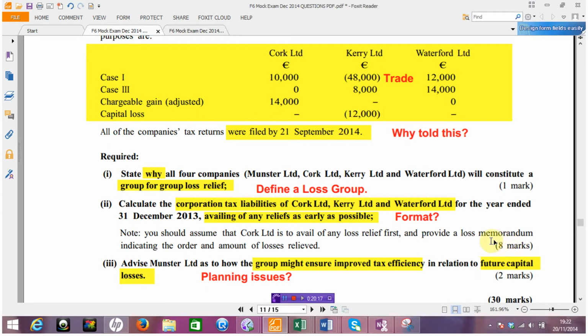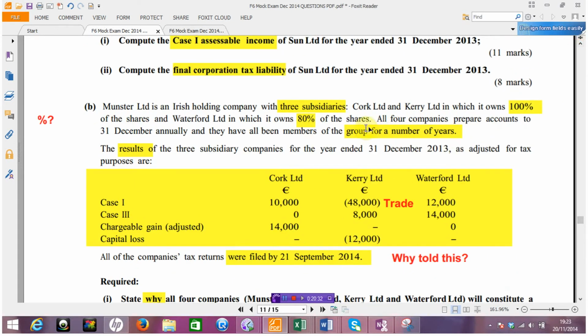8 marks available for making a good attempt at that. And the last point is just in relation to capital gains and indeed capital losses and offsets and planning issues, which we'll see when we come to the answer. So in terms of the body of the question, it's fairly straightforward that we're prompted that there are 3 subsidiaries and that the percentages are certainly higher than 75.